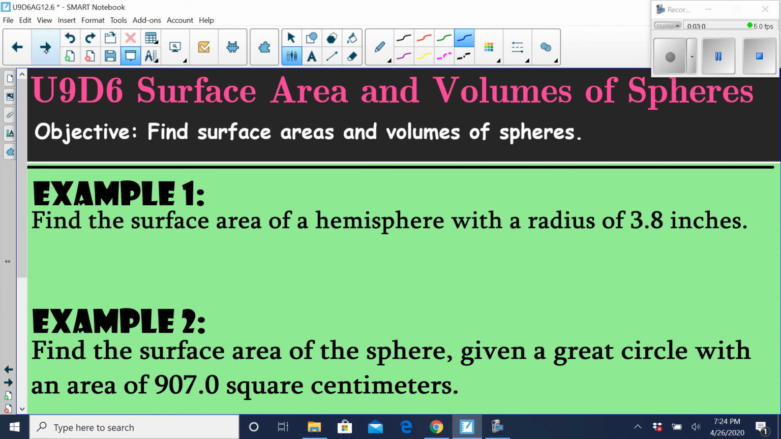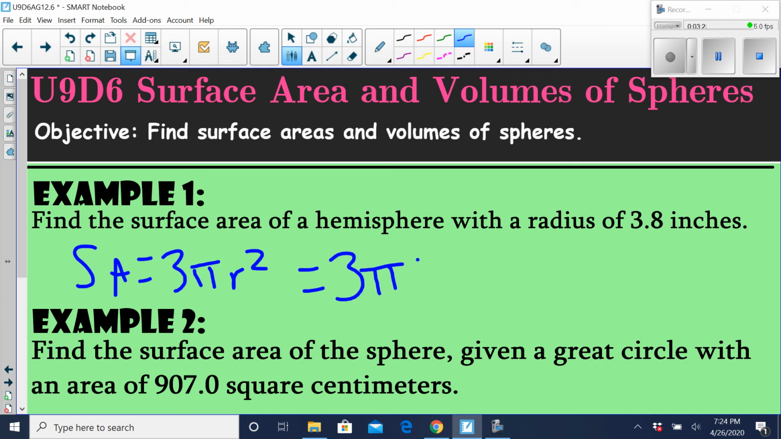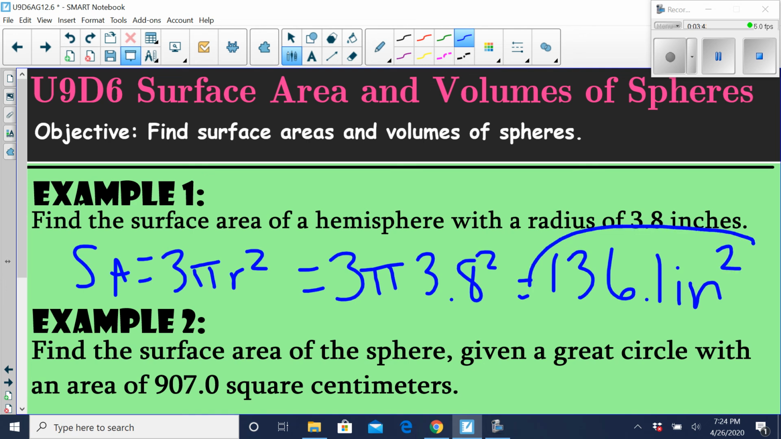Okay, so the next one says, find the surface area of a hemisphere with a radius of 3.8 inches. Okay, so hemisphere, we said for surface area, we use 3 pi r squared. So not a very difficult problem, we just need to know the formula. So 3 pi times 3.8 squared. Okay, and I just get on my calculator and calculate 3 pi, 3.8 squared. I end up with 136, let's go to the nearest tenth, 136.1 inches. Now, since I'm talking area, it should be inches squared.